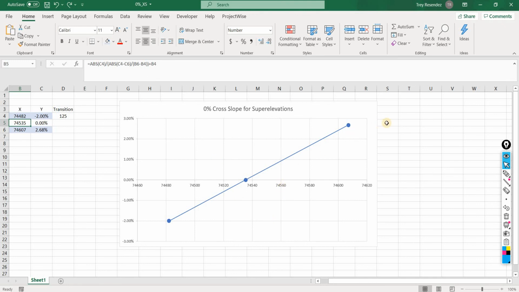And so that's pretty much it. It's really all it boils down to: you find the transition length, and you find your difference in cross slope of the roadway, and you linearly interpolate to find where the 0% is located. And this will tell you how your roadway is draining.